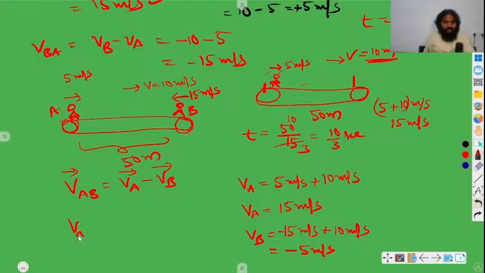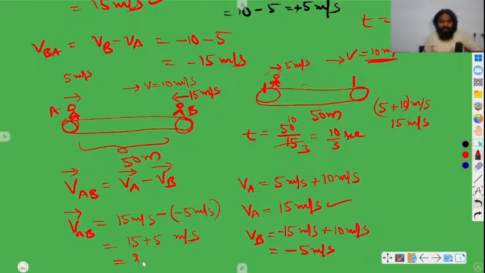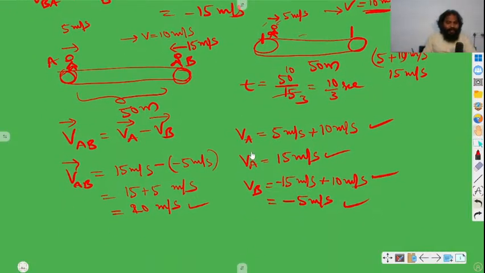Now here VAB bar is equals to VA bar minus VB bar. What is VA you got here? 15 meter per second minus, minus 5 meter per second, right? Now you will get 15 plus 5 meter per second, then it is nothing but 20 meter per second. So the relative velocity between these two people is 20 meter per second. Now here this is how you have to calculate, okay na? You should remember that.